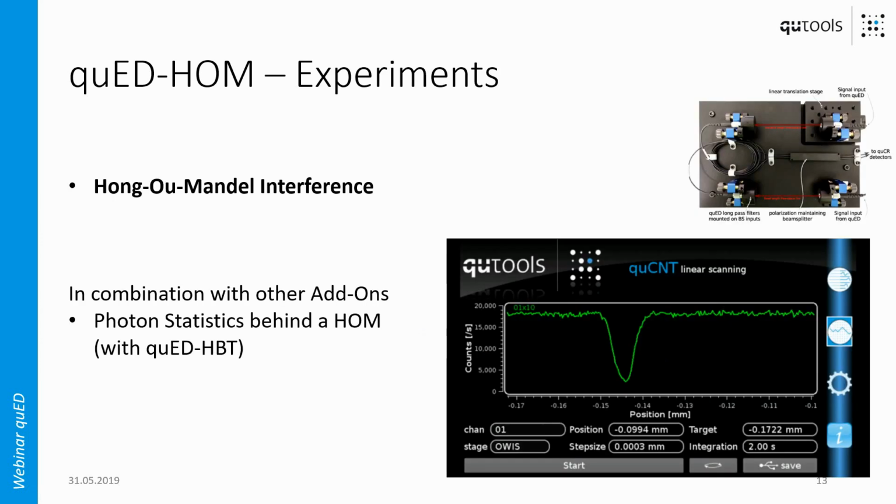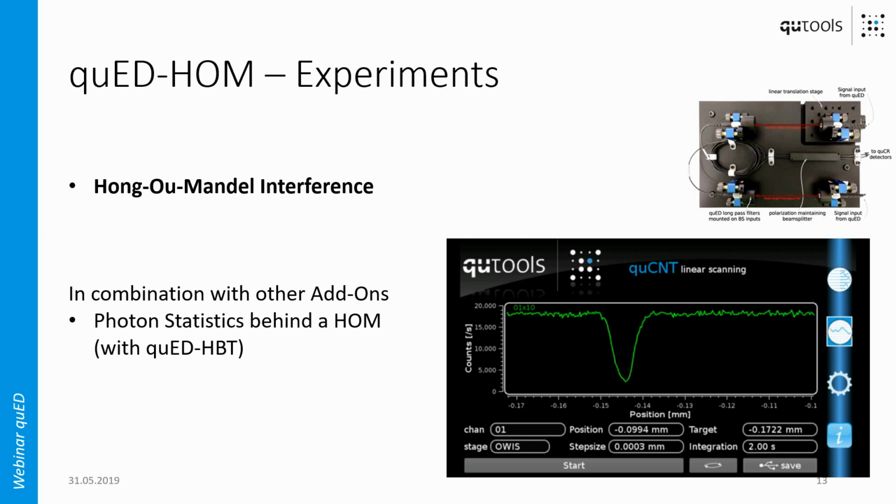With this setup, you can perform the Hong-Ou-Mandel interference experiment, which is a uniquely quantum phenomenon you can observe, with no classical analog to that. The effect is the following. If you send two indistinguishable photons on the two different input ports of a beam splitter, then they will always leave the beam splitter together. You can see that by looking at the coincidences at the two output ports of the beam splitter.